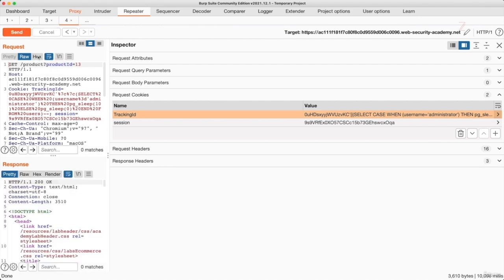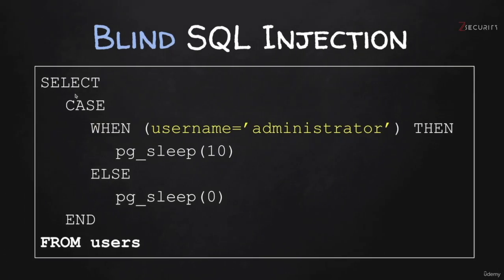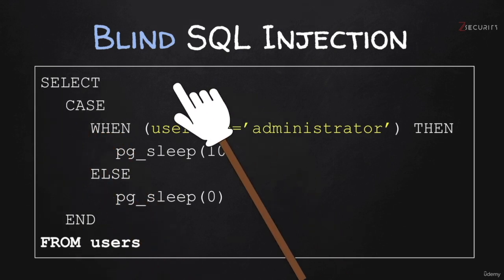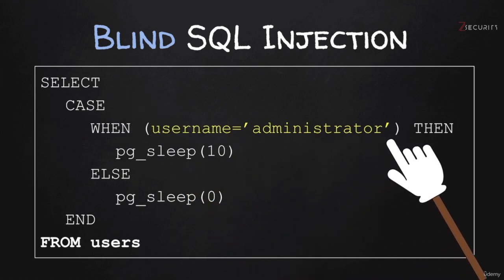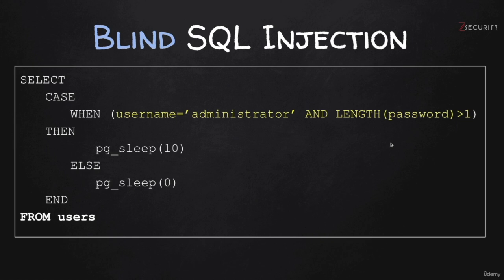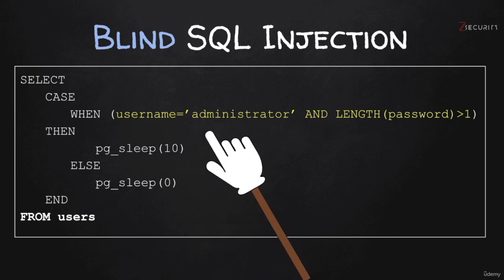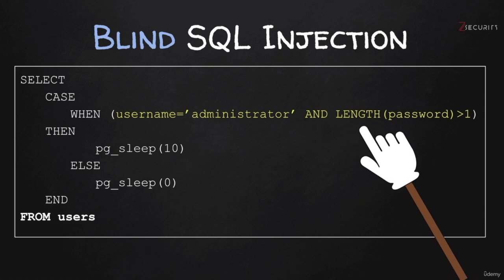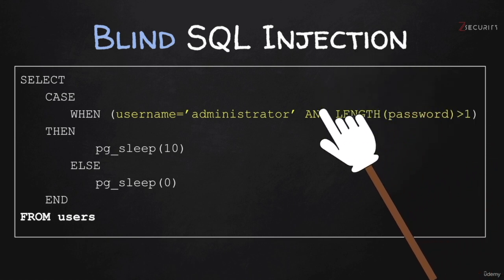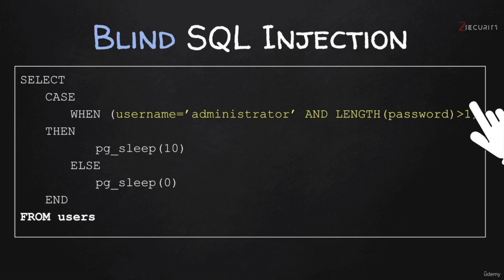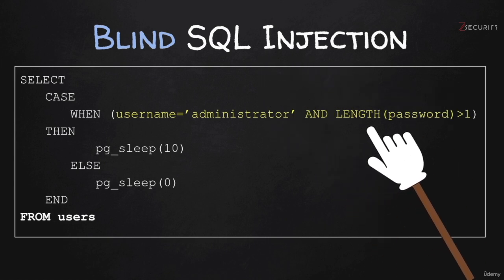So now the next goal is to actually get the password. And this is going to be similar to what we did in the previous example, with the exception of this new statement. Like I said, all we're doing is modifying the condition in here. Therefore, the next statement that we're going to run is going to be very similar to what we did previously. We're checking if the username is administrator and the length of the password is greater than 1. So we're trying to determine the length of the password first before we can start determining the actual value of the password.